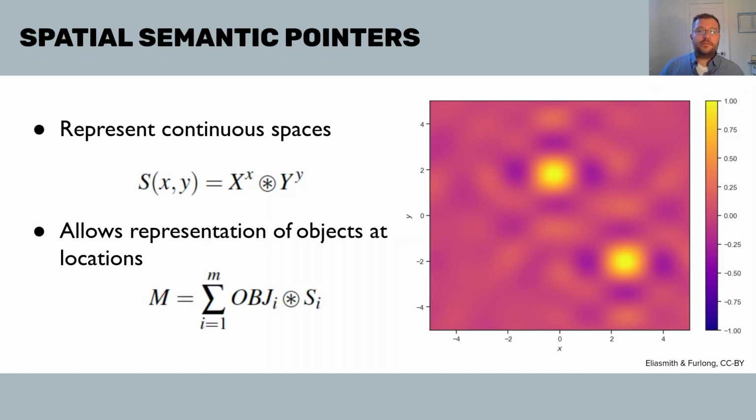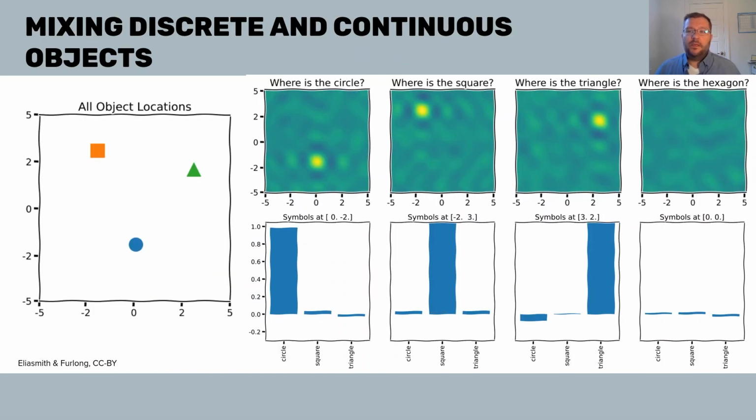Well, we can simply bind the SSP location of an object with that object itself, and thus we create a continuous slot for a discrete object to fill. We can construct maps by taking all of the objects bound with their respective coordinates and then bundle them all up into one vector. We can then query that bundle to see where objects are, or we can query points in space and see what objects are at that location.